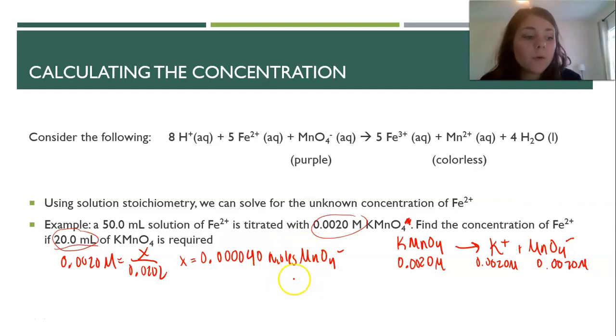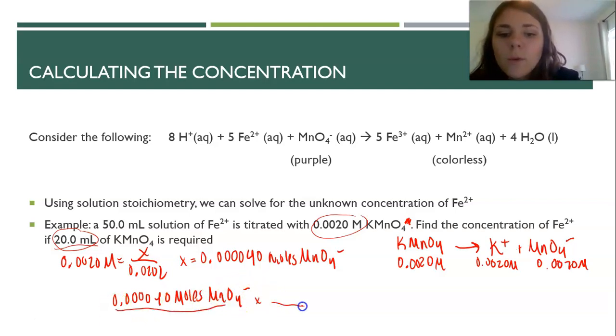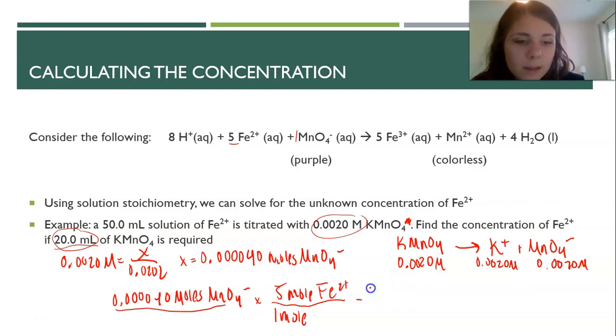Now that we have the moles, we can just do some solution stoichiometry. So here, moles of MnO4 minus. We know the mole ratio is 1 to 5. For every 1 mole of MnO4 minus, there are 5 moles of Fe2+. You should end up getting moles of Fe2+.